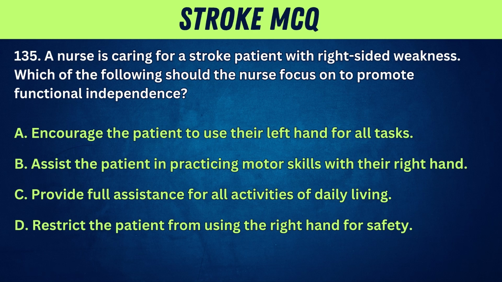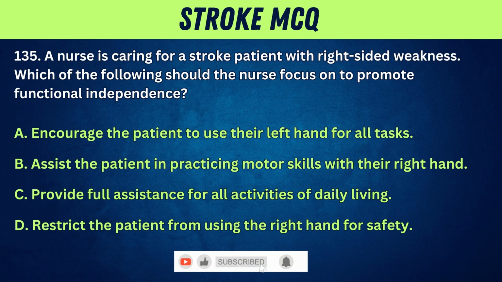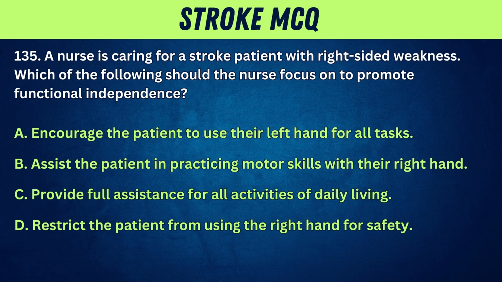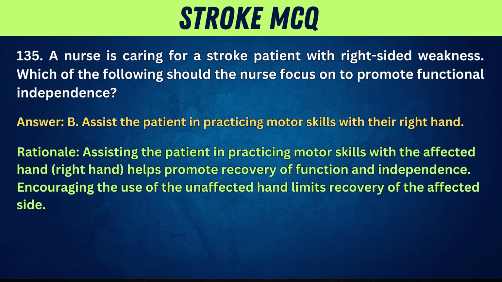135. A nurse is caring for a stroke patient with right-sided weakness. Which of the following should the nurse focus on to promote functional independence? A. Encourage the patient to use their left hand for all tasks. B. Assist the patient in practicing motor skills with their right hand. C. Provide full assistance for all activities of daily living. D. Restrict the patient from using the right hand for safety. Answer: B. Assist the patient in practicing motor skills with their right hand. Rationale: Assisting the patient in practicing motor skills with the affected hand, the right hand, helps promote recovery of function and independence.